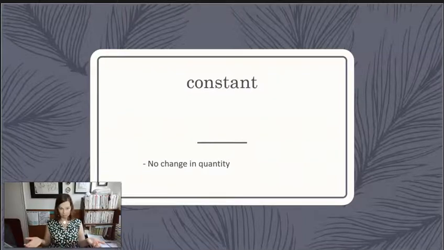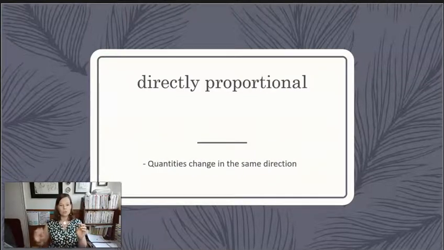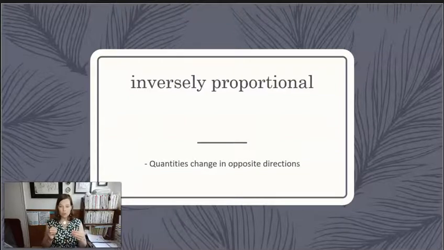So constant means the same thing. It means that there's no change in the quantity, no change in the motion, whatever's happening. When something is directly proportional, that means that it increases with something else, so the quantities are changing in the same direction. So if I push harder on something, it will go faster, the force goes up, the velocity goes up. Okay, so there's an example there. Inversely proportional is the opposite. When one thing goes up, the other thing goes down. And we will talk about these more as we get into more relationships and when we start graphing.